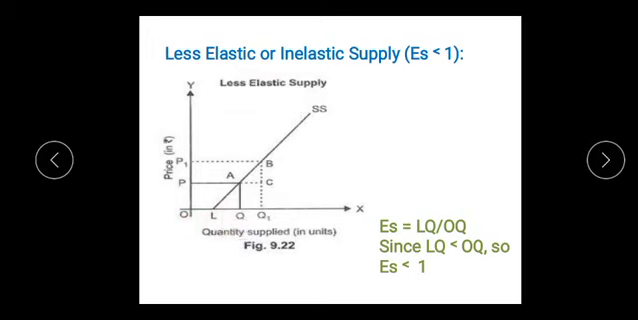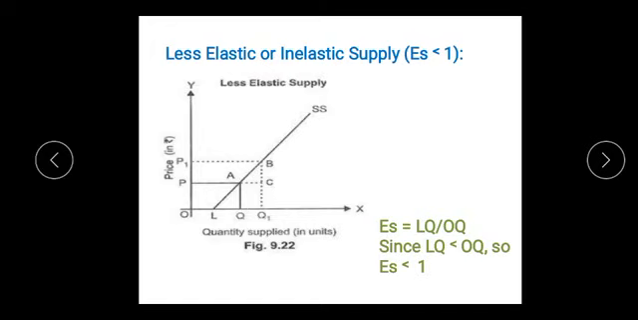Since LQ is less than OQ, that is numerator is less than denominator, so elasticity of supply in case of this curve is less than 1, or we can say supply is less elastic or simply inelastic. In case of inelastic supply, percentage change in quantity supplied is less than the percentage change in price.